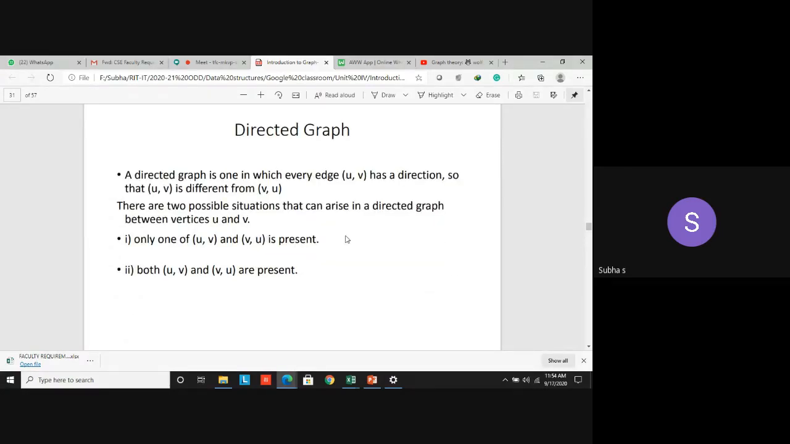Every edge will have a direction. It means that if there is a path from U to V, from vertex A to vertex B, it's not necessary that there is a path from B to A. There may be a path or may not be a path.